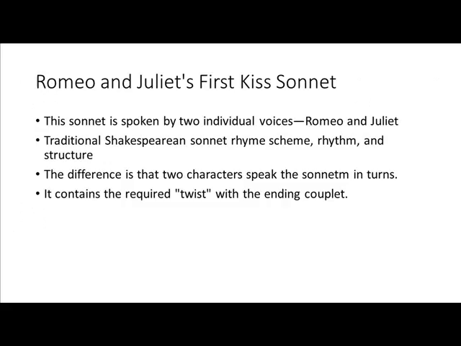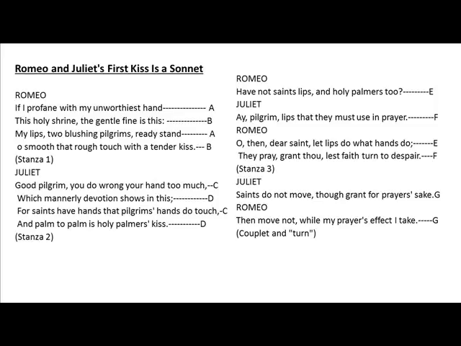The second sonnet in the play is Romeo and Juliet's first kiss sonnet. This sonnet is spoken by 2 individual voices, Romeo and Juliet. It is a traditional Shakespearean sonnet. It has the same rhyme scheme, rhythm, and structure. The only difference is that 2 characters rather than 1 speak this sonnet in turns. It contains the required twist with the ending couplet. Romeo and Juliet's first kiss is a sonnet.